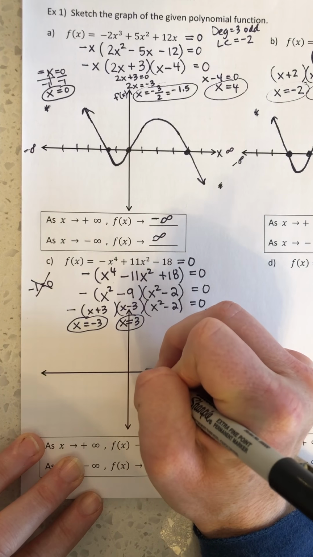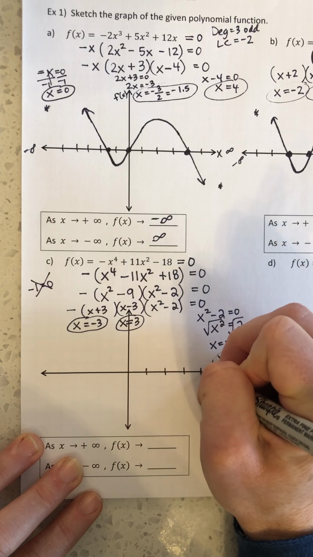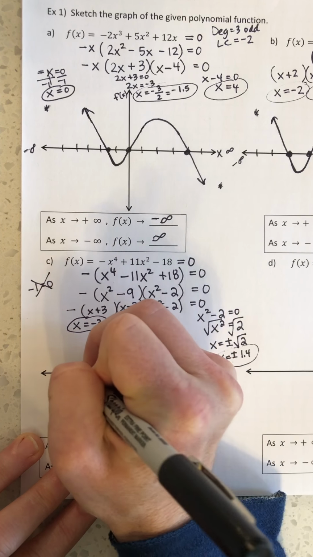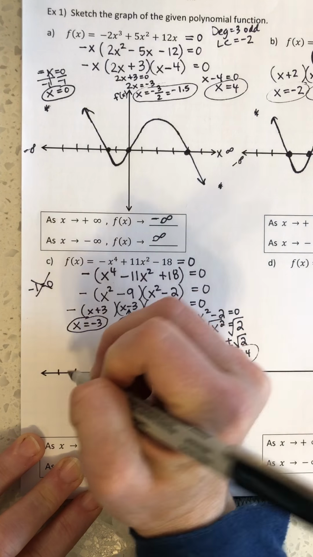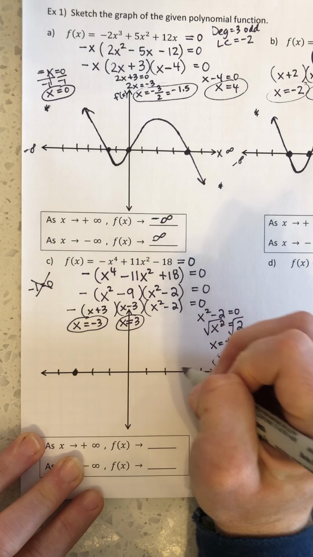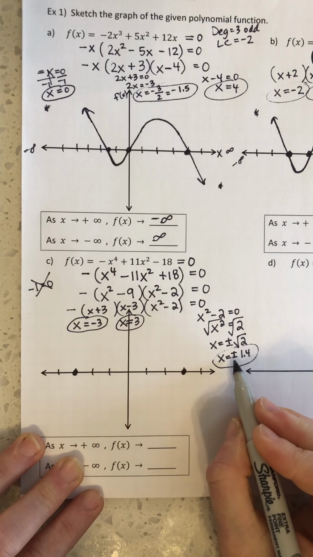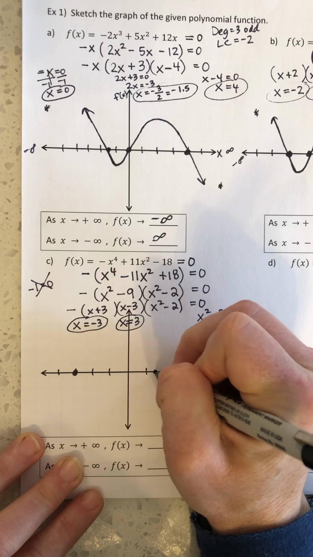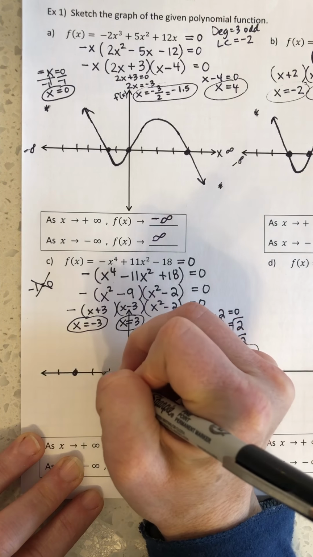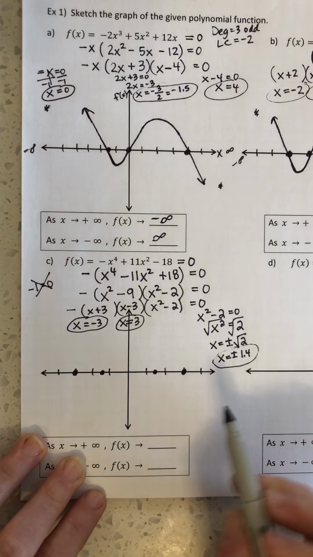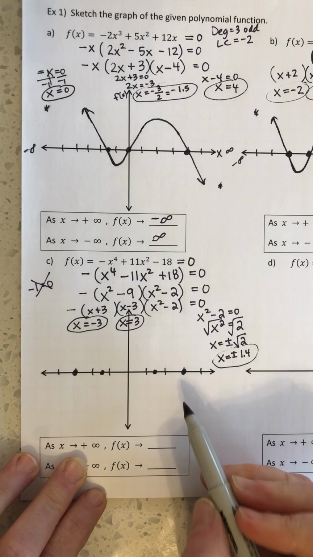So let's put them on the graph. I have an x-intercept at negative 3. I have an x-intercept at positive 3. I have an x-intercept at positive 1.4 and negative 1.4. Those are the only spots where your graph should be crossing over the x-axis.